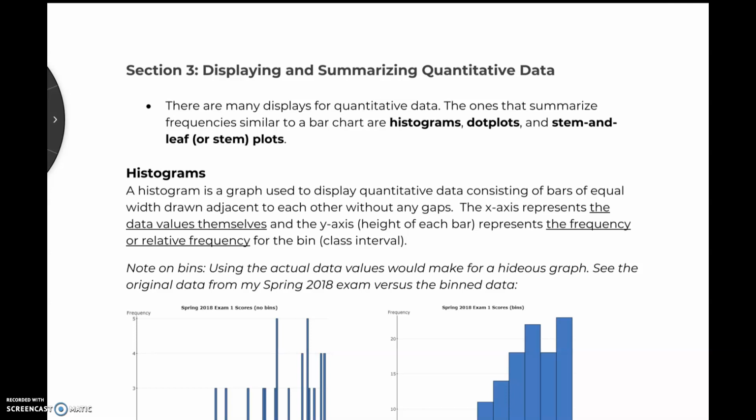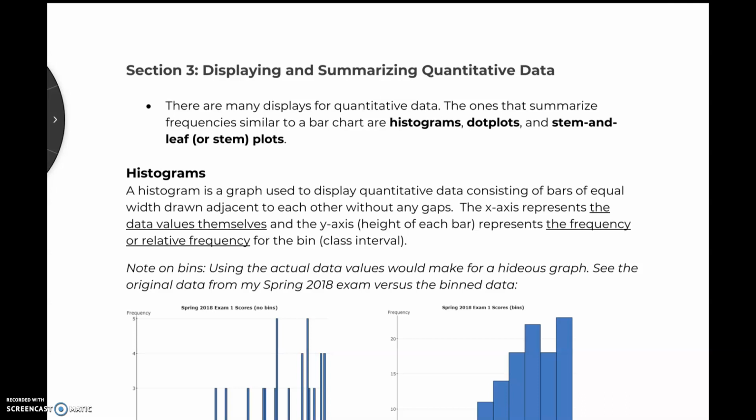Now we're going to dive into quantitative data. We're going to look at different displays and how we can summarize our quantitative data. There are many different graphs for quantitative data. We have histograms, dot plots, stem and leaf plots, and so many other graphs. Each one of these graphs has certain advantages and certain disadvantages, so we use different kinds of graphs for different types of data.